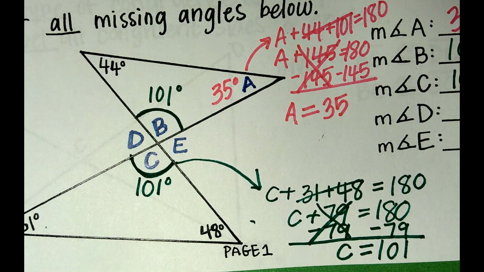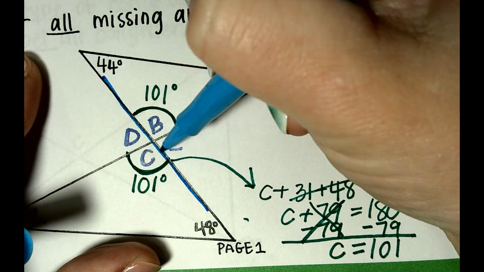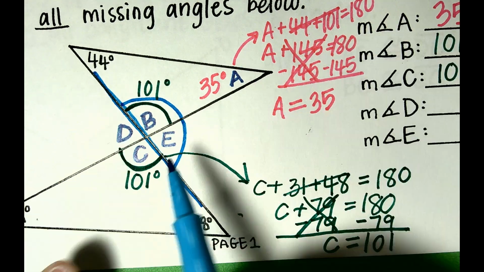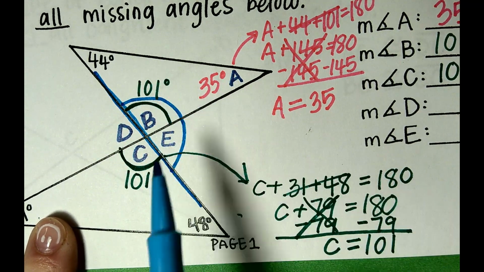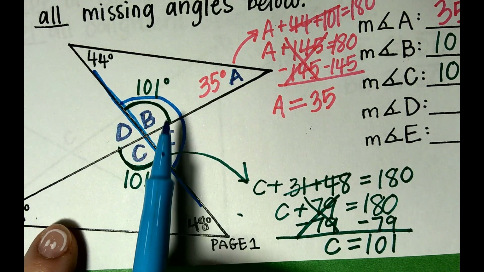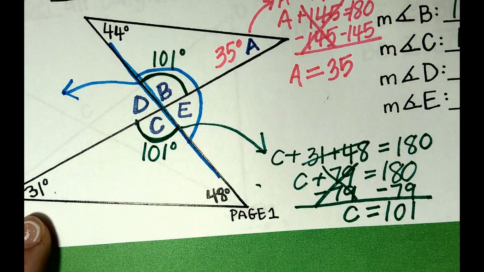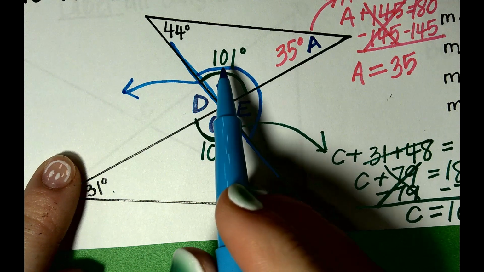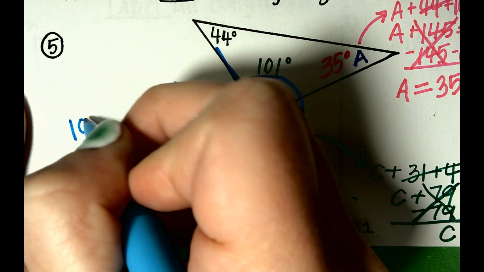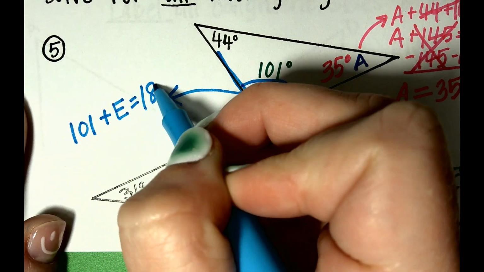Notice, and I'm going to use a different color here, how these two angles, B and E, form a straight line. They make 180 degrees. So if I add angle B, which is 101, plus angle E, it equals 180. So we'll end up doing 180 minus 101. But here's what we'll do. I'm going to write 101 plus E equals 180.